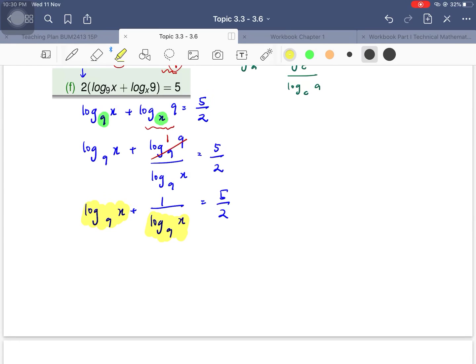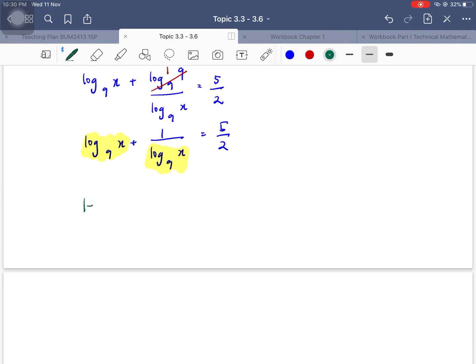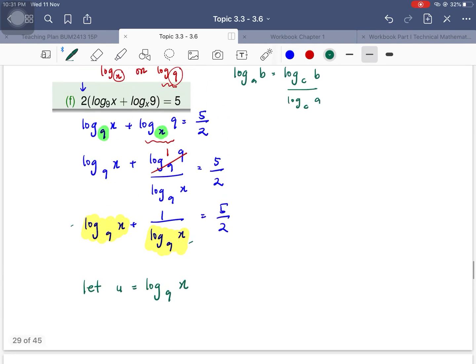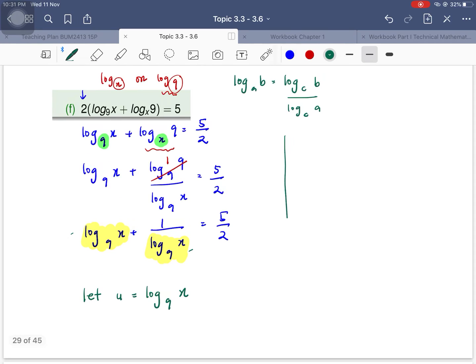It becomes 1 over the same term. Okay, so when you come across something like this, what you're going to do is use let u. So what I'm going to do with the function is let, it doesn't matter, you can use any variable. You can use u, you can use y, as long as it's not x. For example, let u equal log of 9x. So instead of having this very complicated term, I'm going to let it be a very simple function, which is going to be u for this case.